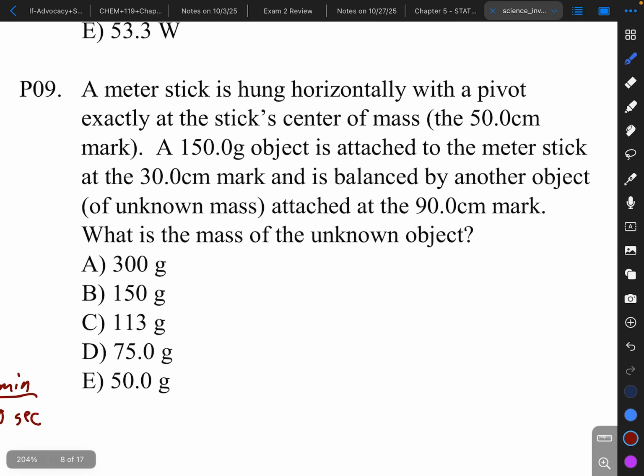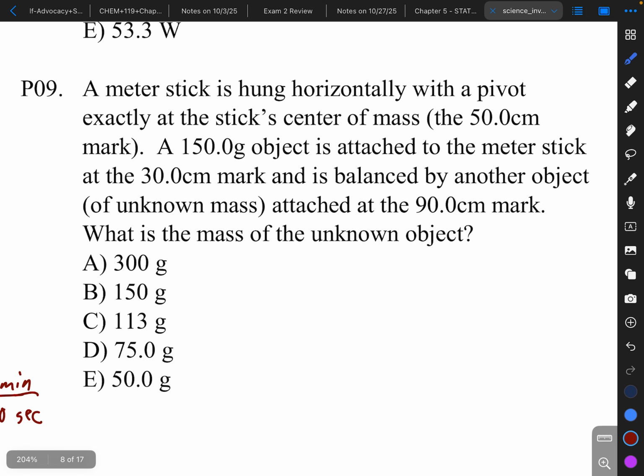For number 9, a meter stick is hung horizontally with a pivot exactly at the stick's center of mass. A 150-gram object is attached to the meter stick at the 30-centimeter mark and is balanced by another object attached to the 90-centimeter mark. What is the mass of the unknown object? So again, we'll just draw out this problem.